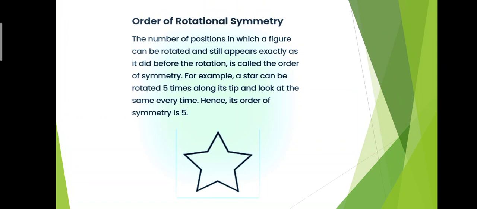Order of rotational symmetry. The number of positions in which a figure can be rotated and still appear exactly as it did before the rotation is called the order of symmetry. For example, a star can be rotated 5 times along its tips and look the same every time. Hence, its order of symmetry is 5.